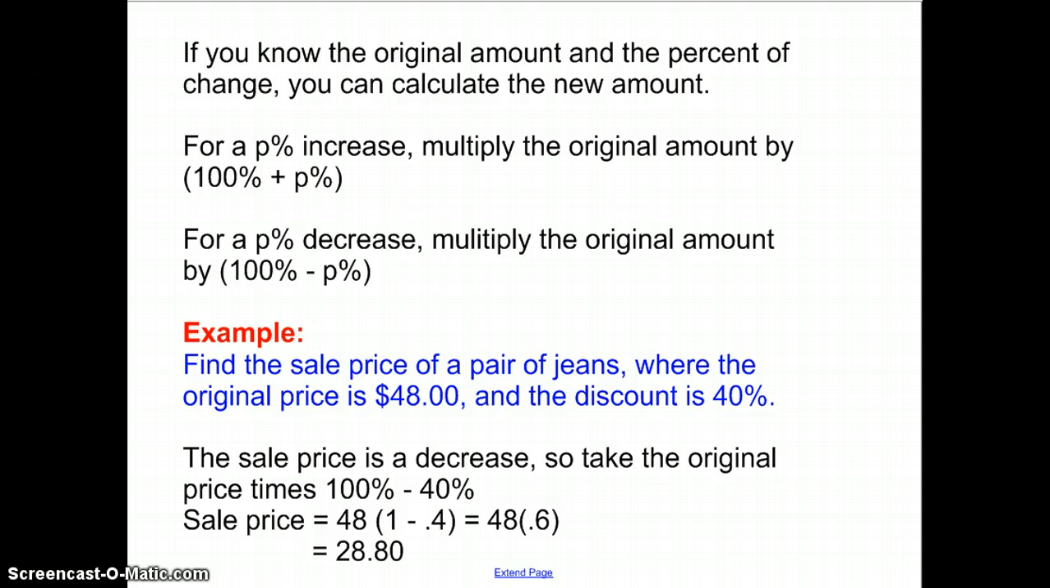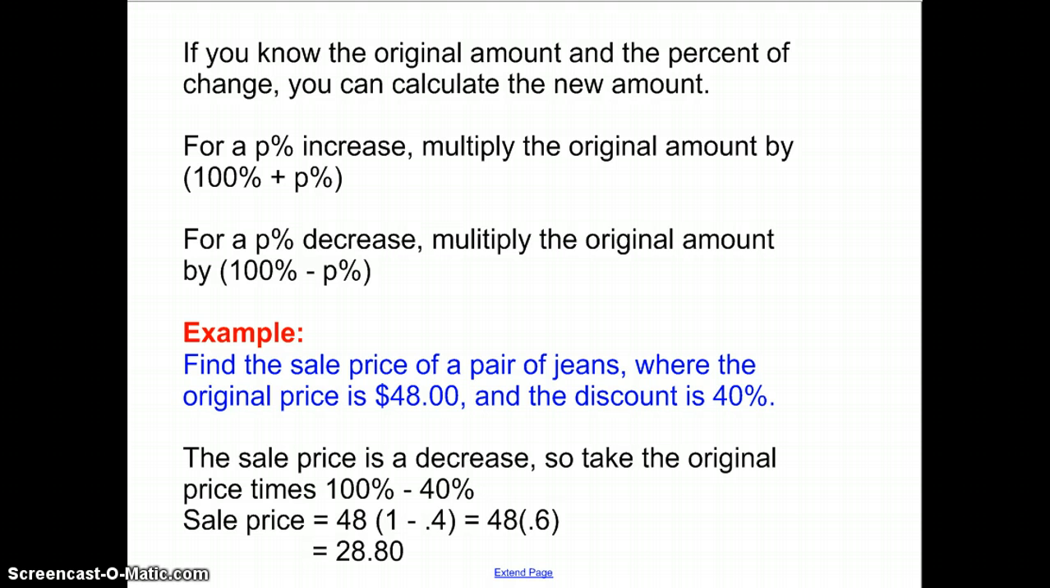You want to find the sale price of a pair of jeans, okay? You see that the original price is $48, but there's a sign up that says discounted today 40%, okay? Since the sale price is a decrease or a discount, you take the original price times 100% minus 40%, which is 60%. So the sale price is 48 times 1 minus 0.4. That's 100% minus 40%. And that equals 48 times 0.6, or 28.8.